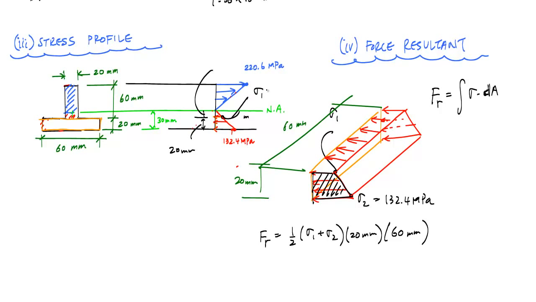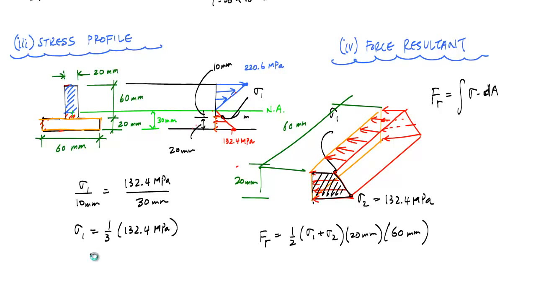And the way that we can calculate this location is by similar triangles. And if the neutral axis depth is 30 millimeters, this is 10 millimeters. So by similar triangles, sigma 1 over 10 millimeters is equal to 132.4 megapascals over 30 millimeters, which makes sigma 1 just 1/3 of 132.4 megapascals. If you plug that into a calculator, I think it's 44.13 megapascals. And so now to calculate the force resultant, it's just 1/2 times 44.13 plus 132.4 megapascals, which is newtons per millimeter squared.